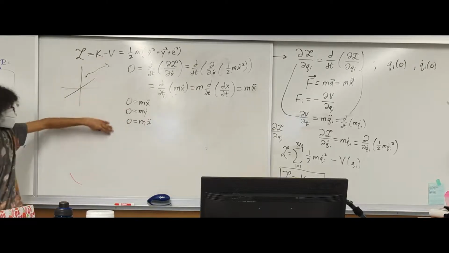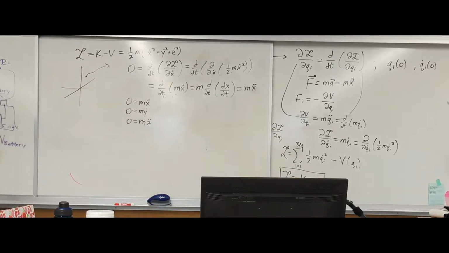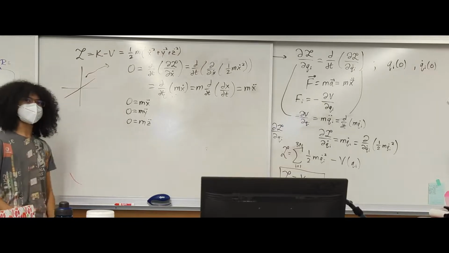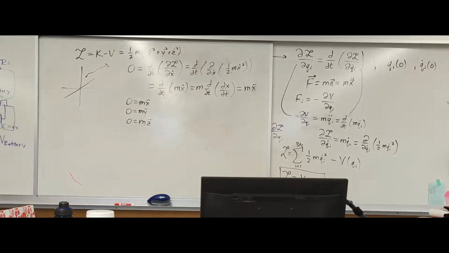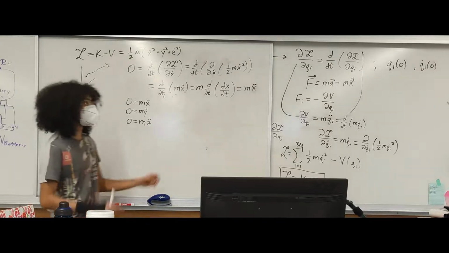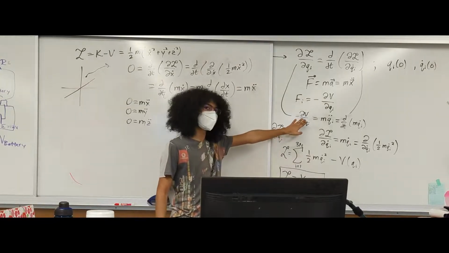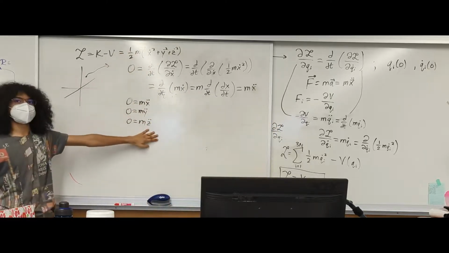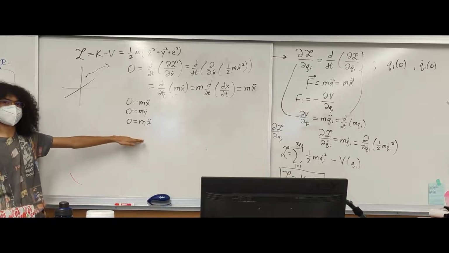What physically is this saying? There's no net force in any direction. Yeah, there's no net force on the particle, so there's no acceleration on the particle. So this is the Lagrangian way of saying that if you have no forces, because all our forces are coming from potential energies, if you have no forces, that means you have no acceleration. And this is the equivalent of Newton's first law.